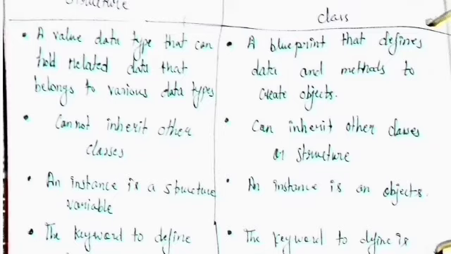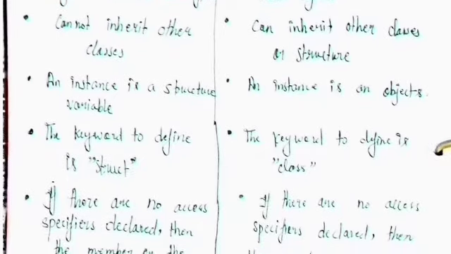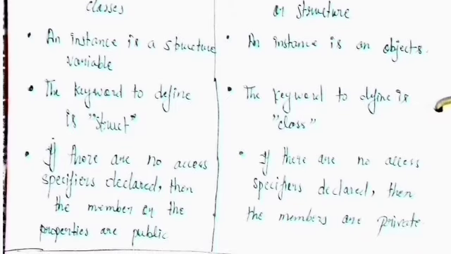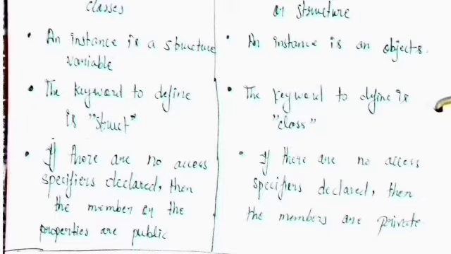And the next point is the keyword used to define it. In a structure, the struct keyword is used, and for a class, we use the class keyword. And the next point is if no access specifier is declared, then the members or properties of a structure are public. But in a class, if no access specifier is declared, then the members are private.